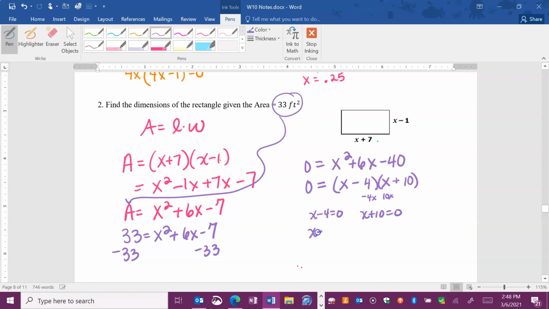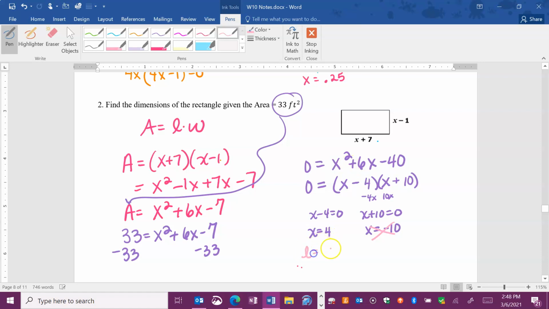When I set x minus 4 equal to 0, I get 4. And when I set x plus 10 equal to 0, I get negative 10. Now, if I go back, remember, this is what x equals. If I go back and plug that in, if I plug in negative 10, I get a length of a negative. So that doesn't make sense. So my x value must be 4.